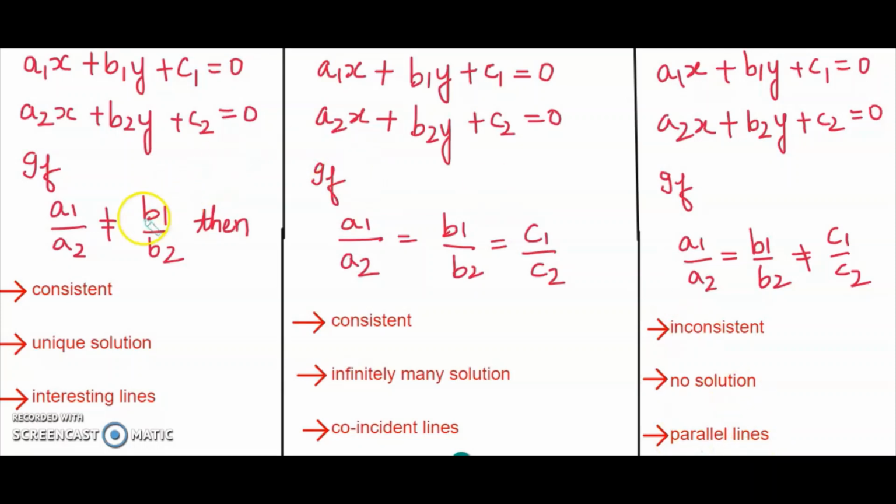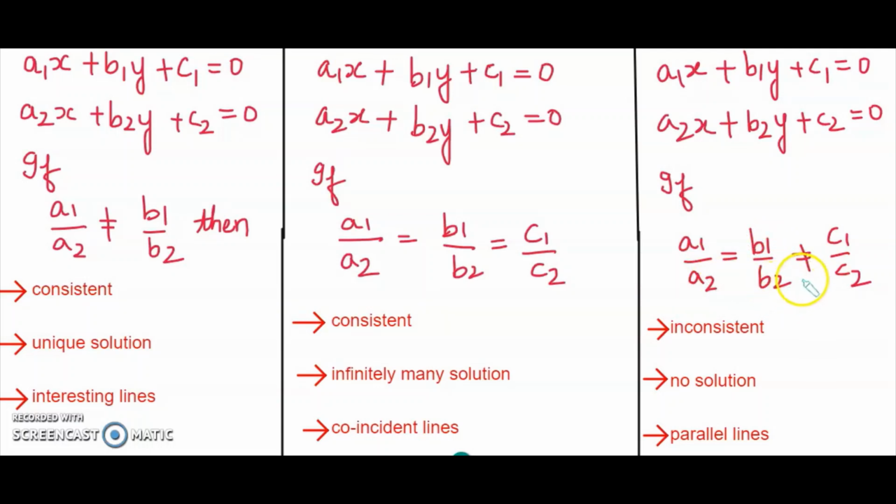Again, let's go through it. If it is an intersecting line, we call it consistent. They have a unique solution, and the condition is a1 by a2 is not equal to b1 by b2. If it is a coincident line, they will have infinitely many solutions and it is consistent. The ratios are a1 by a2 equals b1 by b2 equals c1 by c2. The condition says all three ratios should be equal. If they are parallel lines, there is no solution. It's inconsistent, and the condition is the ratio of x coefficients, a1 by a2, is equal to the ratio of y coefficients, b1 by b2.